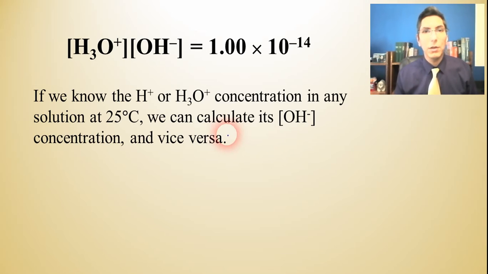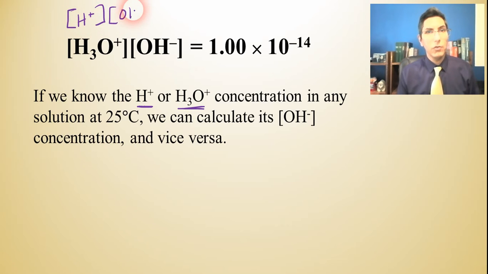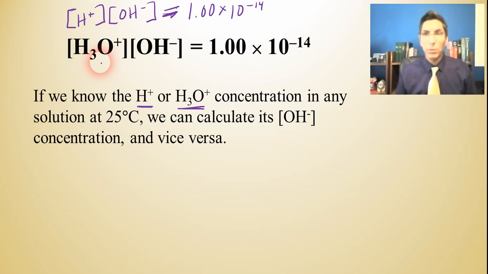Now, I do want to point something out here. The H plus and H3O plus, these are basically interchangeable. Sometimes we write the equation like this. We could actually write it as H plus times OH minus equals 1 times 10 to the minus 14th. The H plus and H3O plus are, for all practical purposes, interchangeable in AP Chemistry. Now, in upper level courses, you might find a slight difference there, but for this course, we're going to say it's basically the same thing.